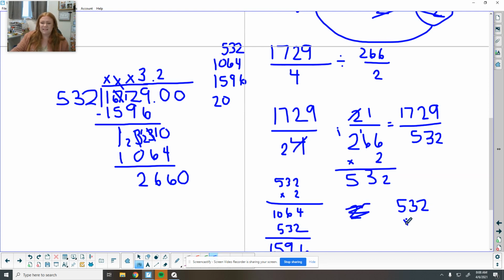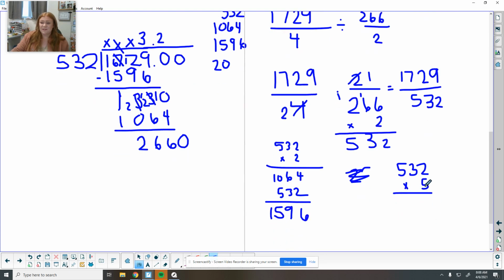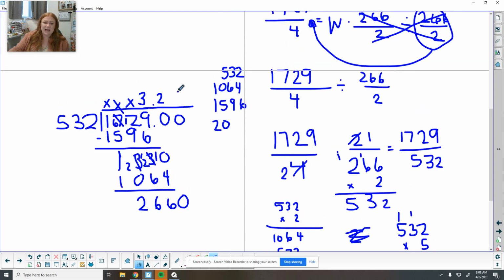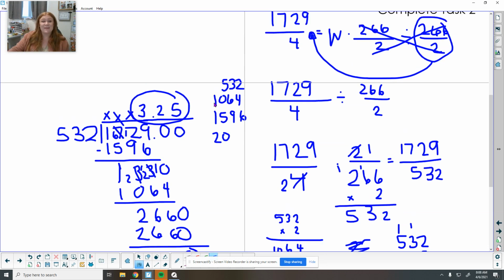532 and see if it goes in there. Let's try 5. So 5 times 2 is 10. 15, 16. Ooh, looking good so far. 25, 26. Oh, perfect. It goes in there exactly 5 times. 266, 0, 0 left over. So, that was a lot of work to find that missing piece, but we can do hard things.